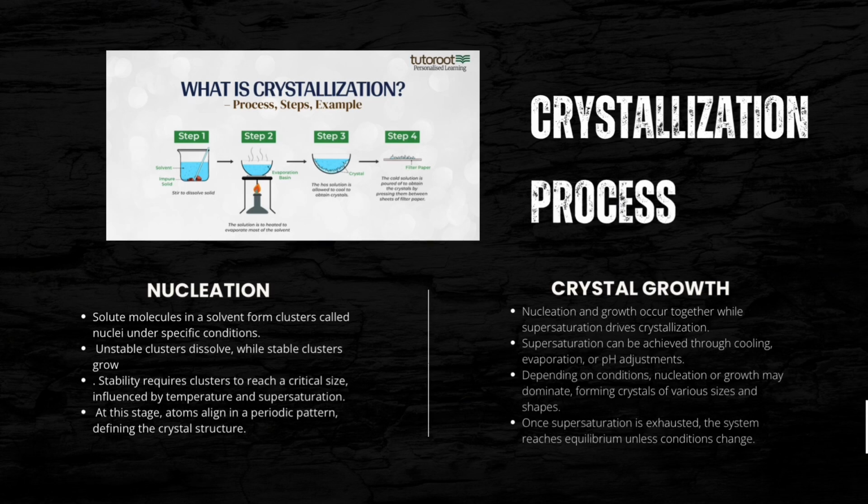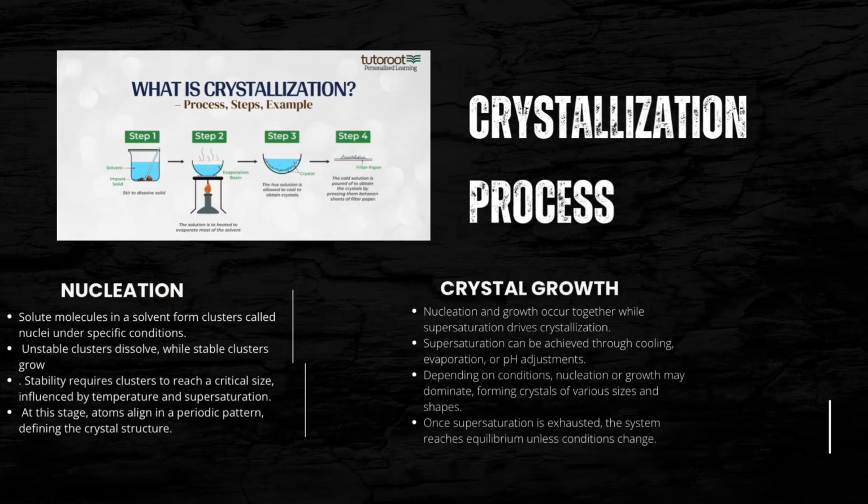Crystal growth follows nucleation, and both processes occur together while supersaturation drives crystallization. Supersaturation can be achieved through methods like cooling, evaporation, or pH adjustment. Depending on the conditions, either nucleation or growth may dominate, resulting in crystals of various sizes and shapes. When supersaturation is exhausted, the system reaches equilibrium unless conditions change.